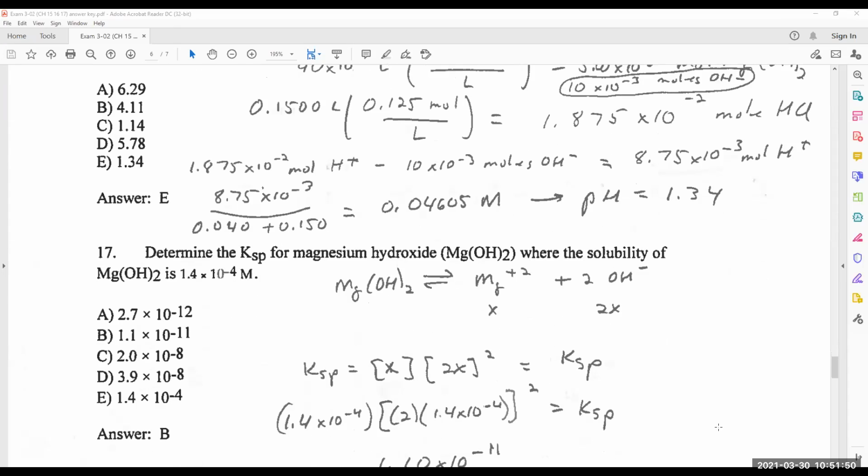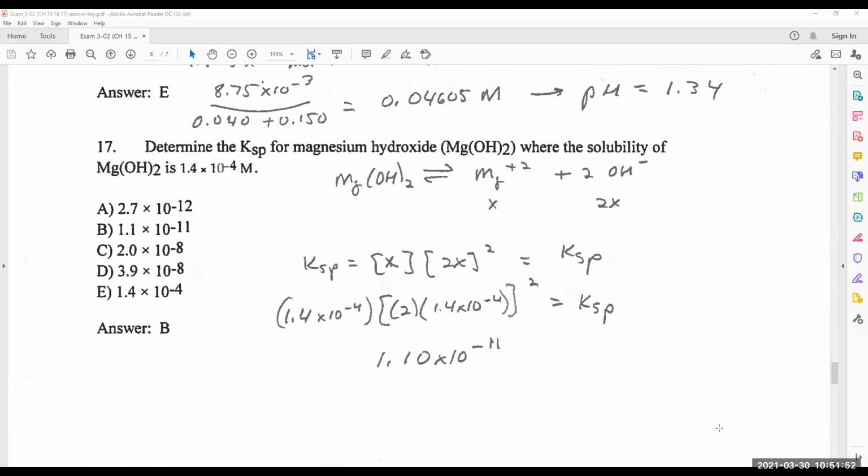Number 17, determine the Ksp for magnesium hydroxide, where the solubility is 1.4 times 10 to the minus 4 molar. So we write our expression for that. We have the magnesium hydroxide going to magnesium plus 2, and then 2 moles of hydroxide. So we kind of knew that already from the previous problem. Then we can do our Ksp expression.